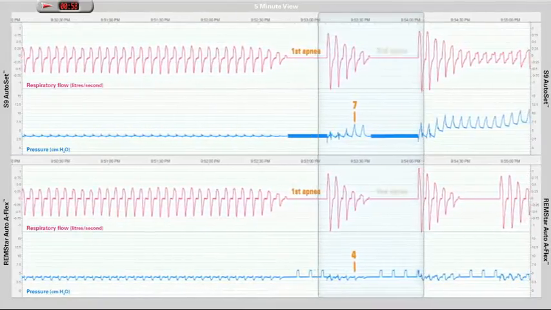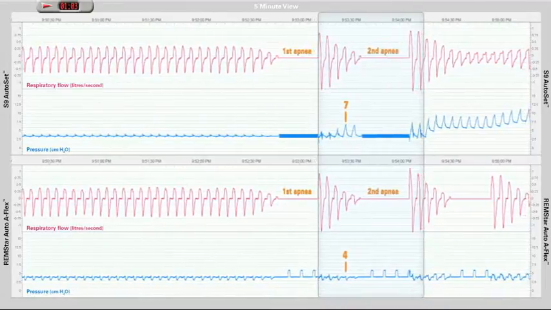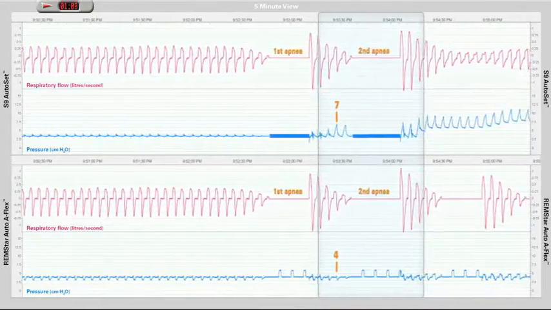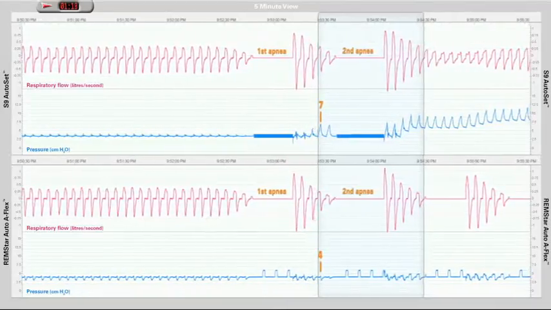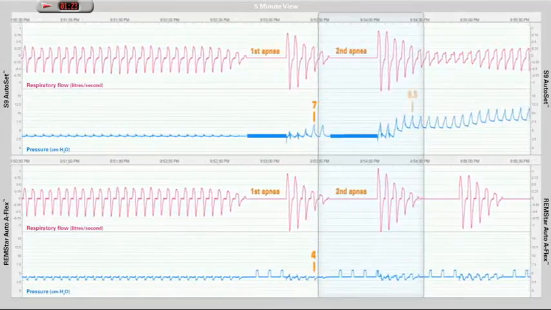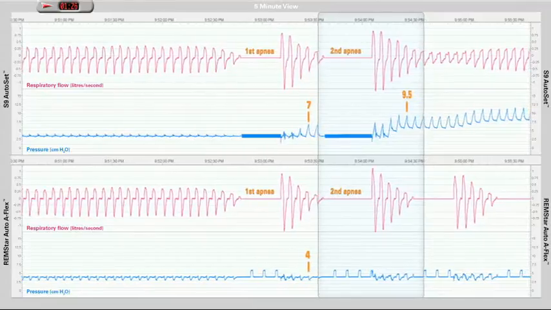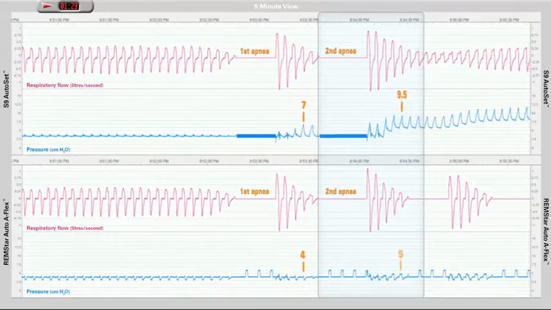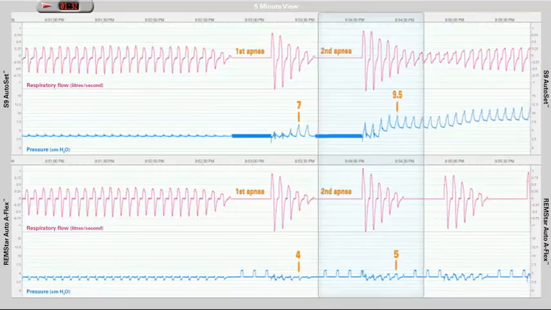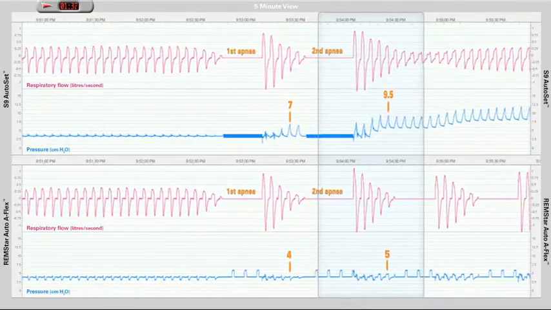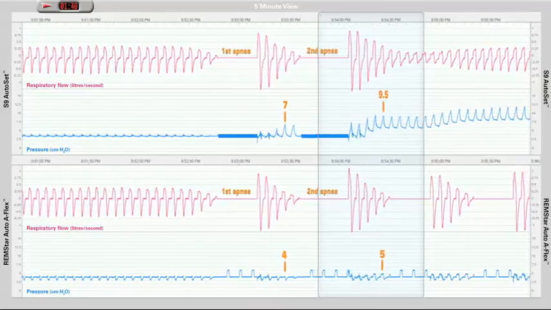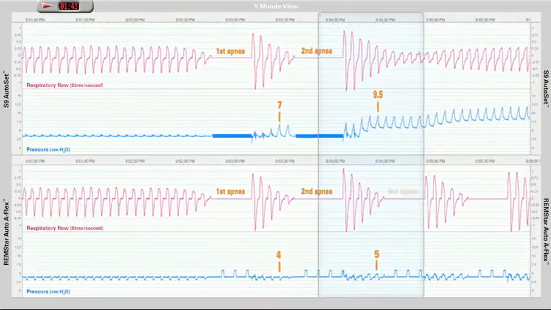The S9 AutoSet detects that the second apnea is obstructive and responds by increasing the treatment pressure to approximately 9.5 centimeters. The RemStar Auto increases the pressure by only 1 centimeter to 5 centimeters in response to the second apnea. This pressure increase is not enough to prevent the RemStar Auto patient experiencing a third apnea.